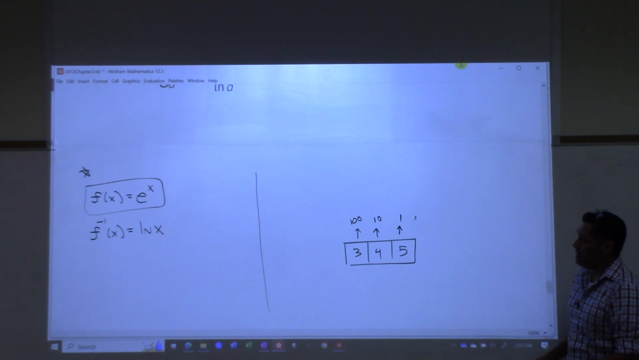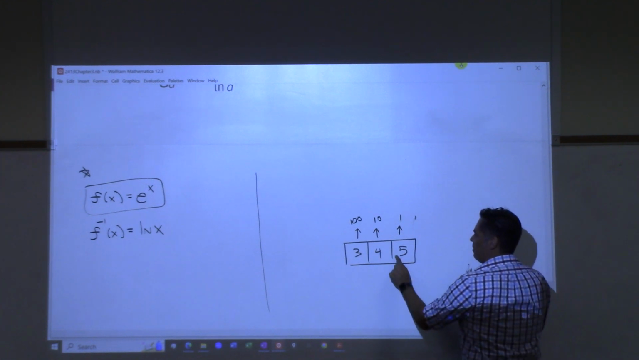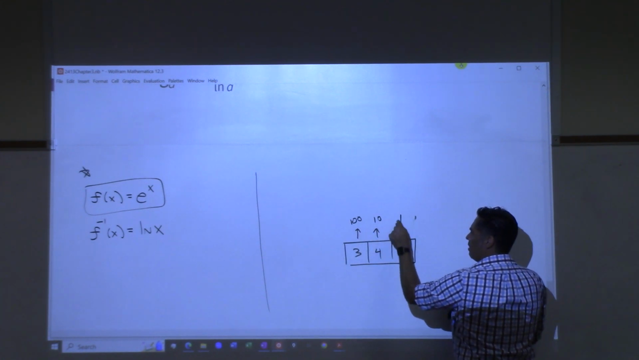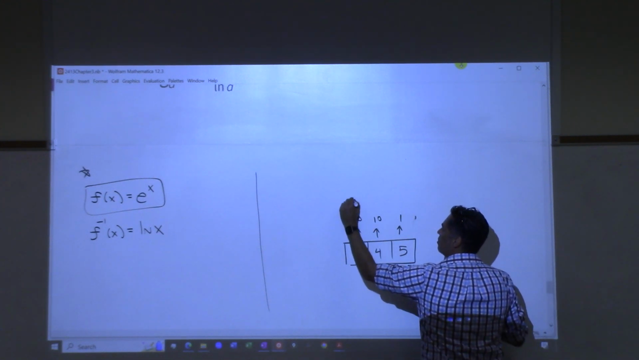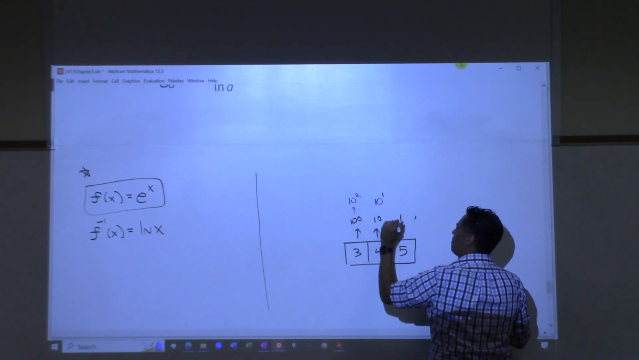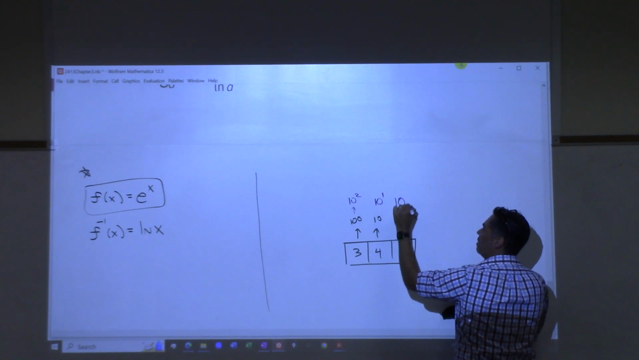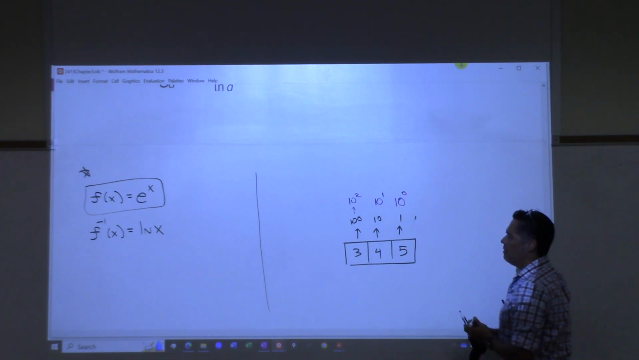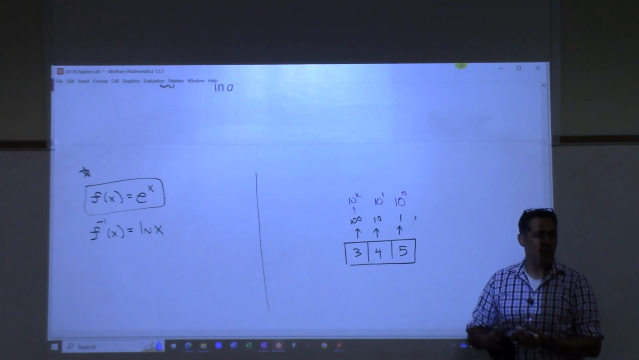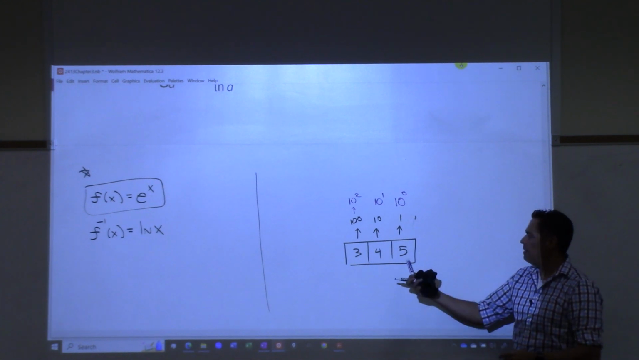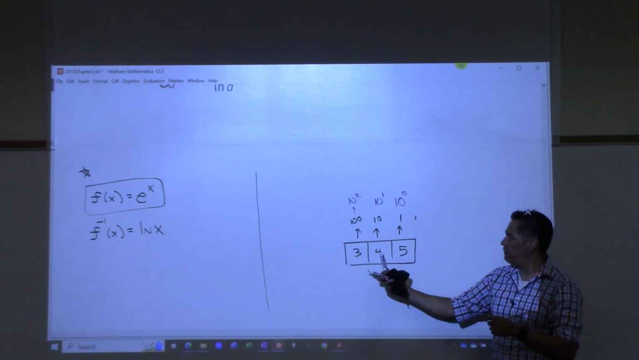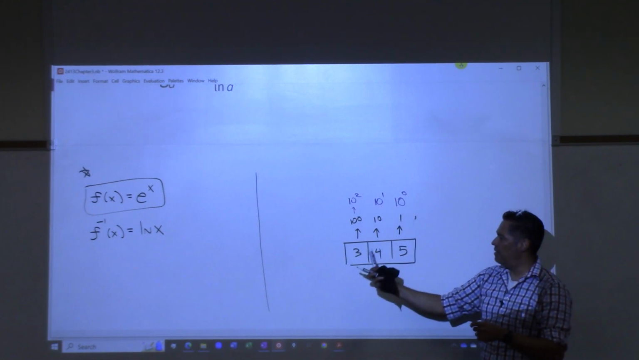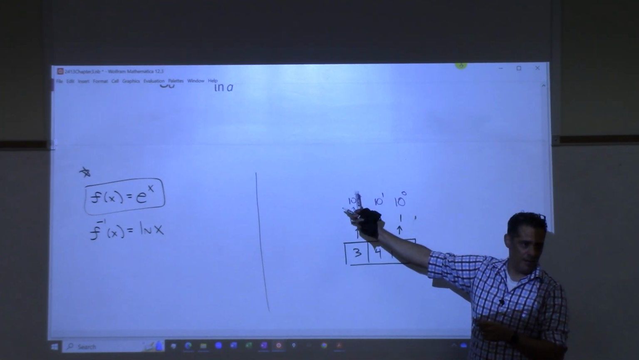What I want you to see is that each of these numbers here, 100, 10, and 1, are just powers of 10, right? This is 10 squared. This is 10 to the first power, and 1 is 10 to the 0 power. So each digit represents how many, so this 5 means I have 5 10 to the zeros. This is 4 10 to the ones, and this is 3 10 to the seconds, right?